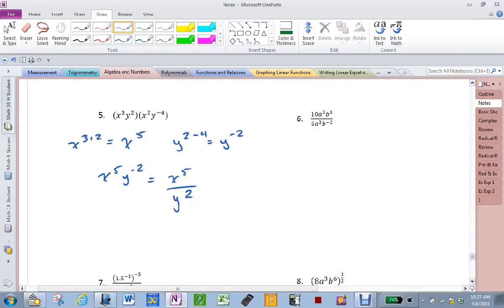And we have to stop there. Why? There's no numbers. There are letters there, buddy. They're different bases. One's an x, one's a y. Would it be wrong if we did x to the power of 5 and then separately 1 over y squared? So you're saying x to the fifth, then 1 over y squared. Yeah.